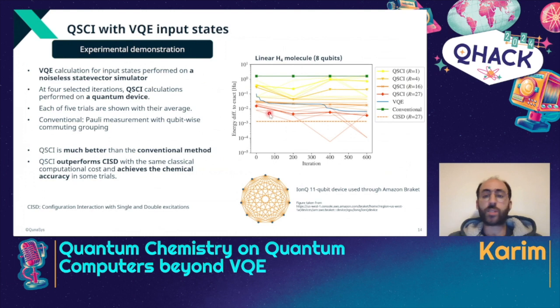And one interesting fact you can see here is that some of the runs actually perform better than using CISD, which is the configuration interaction with the single and double excitations. So some of these can have better accuracy than on a classical computer. And in general, if we take the averages, we get better performance than doing VQE, for example. Which means that we could get higher accuracy using fewer iterations than we do using VQE calculations.